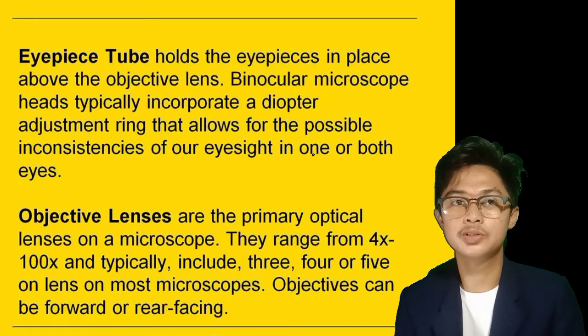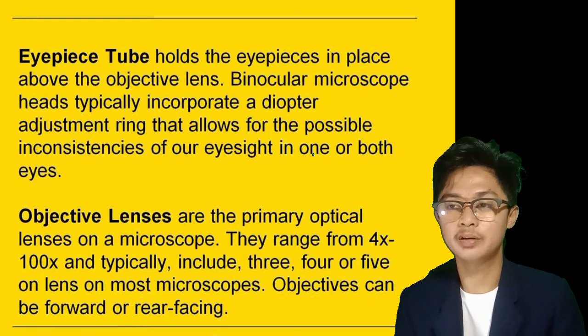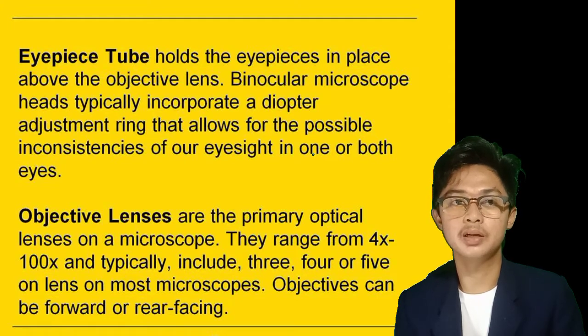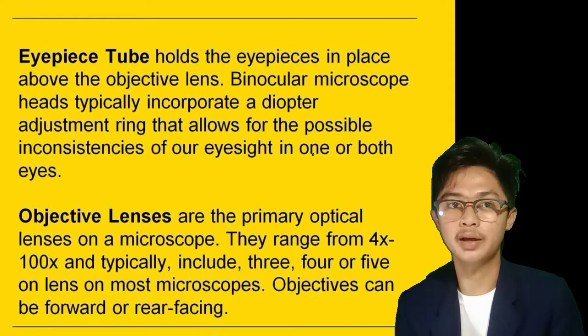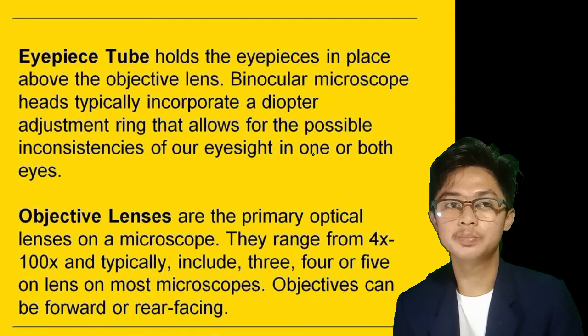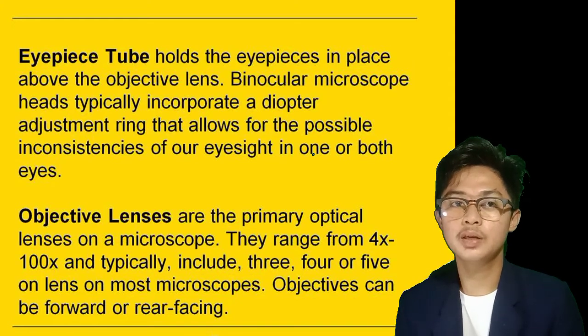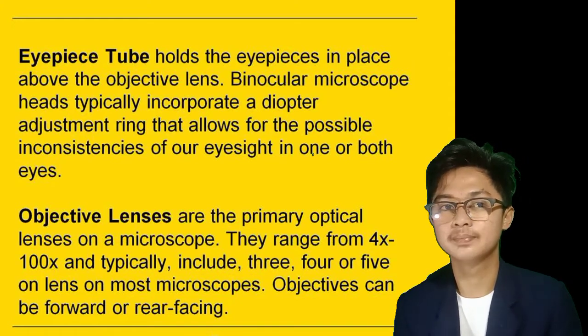Eyepiece tube holds the eyepieces in place above the objective lens. Binocular microscope heads typically incorporate a diopter adjustment ring that allows for the possible inconsistencies of our eyesight in one or both eyes. The monocular, single-eye usage microscope does not need a diopter. Binocular microscopes also swivel for interpupillary adjustment to allow for different distances between the eyes of different individuals.